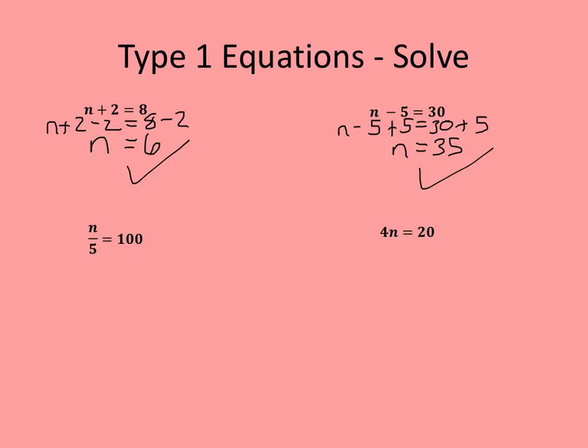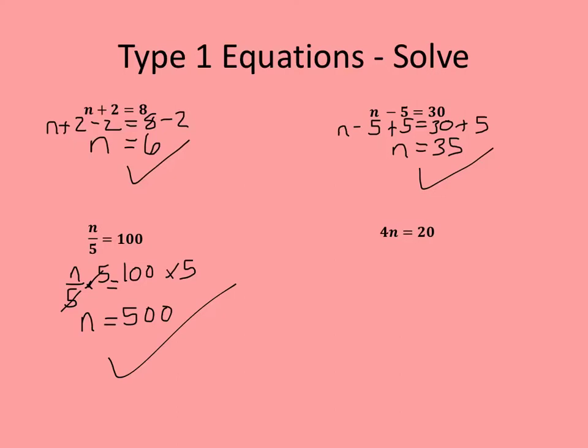A number divided by 5 is 100. So it's a number divided by 5. The opposite of that would be timesing by 5. So I have n divided by 5 times 5 equals 100 times 5. The 5's cancel out, one on the top, one on the bottom, leaves just my n. And on this side I have 500. So n is 500, and we're solved.